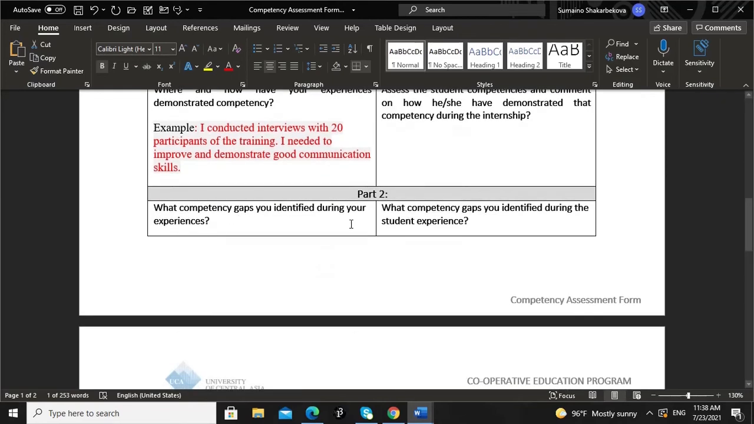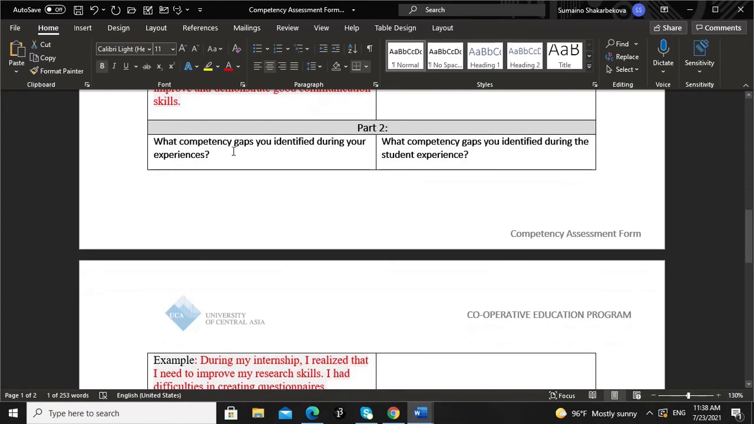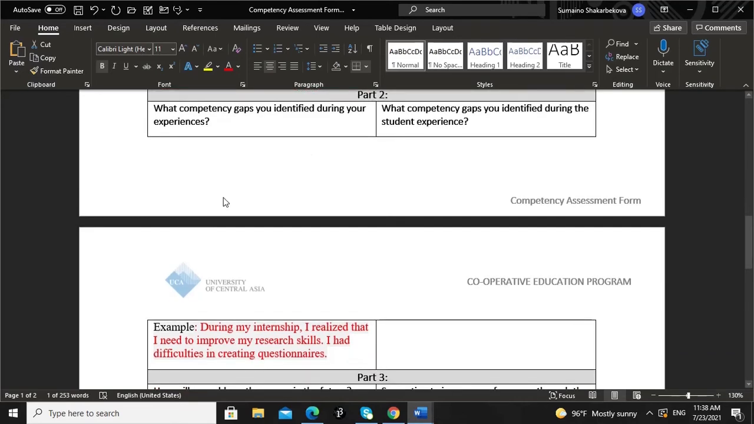Okay, the second part, which will be completed in the middle of your internship, asks students to identify competency gaps. It says what competency gaps you identified during your experiences. By this time, when students have already worked until the middle of their internship, they should be able to observe what competency gaps exist in their internship experiences. They should list those competencies and skills that they needed but didn't have during that internship experience.